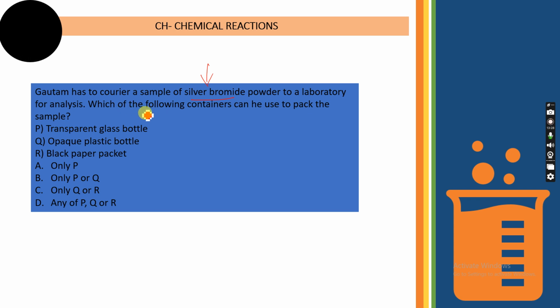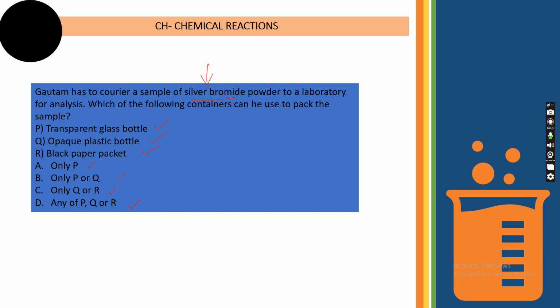So here it says Gautam has to transfer the silver bromide sample to the lab. Okay, so which container will he use to pack the sample? Will he take a transparent glass bottle, an opaque plastic bottle, or a black paper packet? Okay, so there are 3 options, and the 4 choices are whether he'll carry only in P, or P or Q, or only Q or R, or any of P, Q or R. Now we know that photochemical decomposition occurs, that is why silver bromide decomposes when light passes through it or when light falls on it.